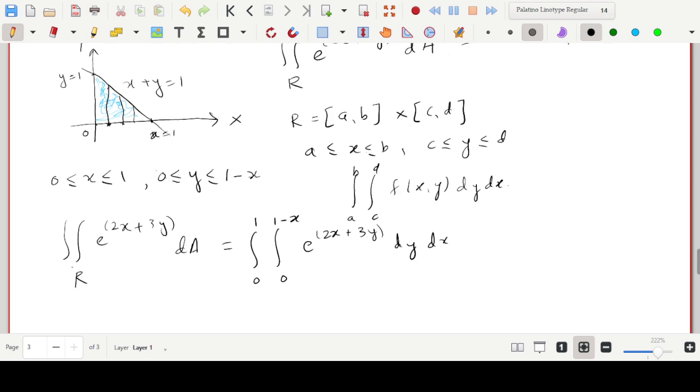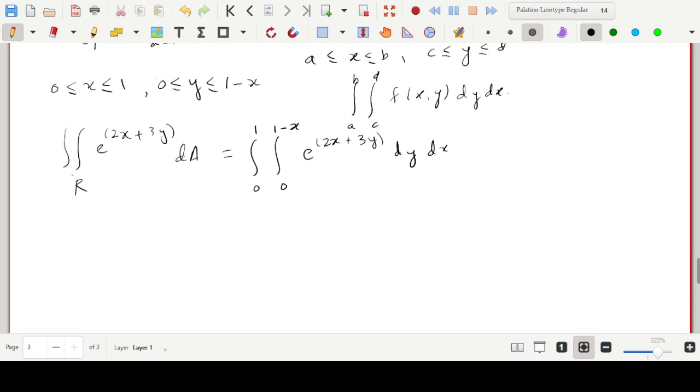Mind well the order of integration. Here we are integrating with respect to y first, and therefore it is dy, and then the outer integral is with respect to x, so its limits are 0 to 1. Okay, fine. Now what? Nothing else. So now we continue in the same way.